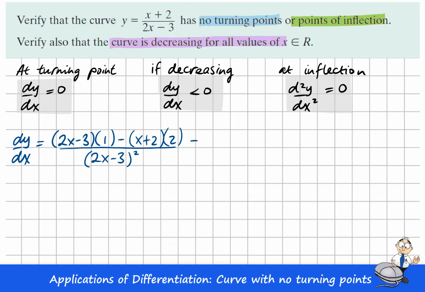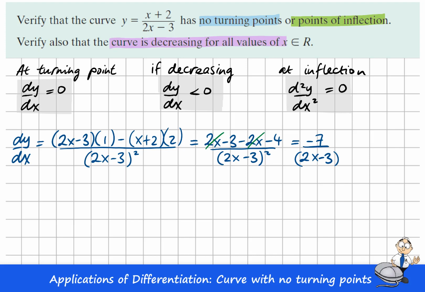And we might multiply out just to neaten the top. So we have 1 times 2x and 1 times negative 3, and negative 2 times x and negative 2 times 2. We wouldn't expand the denominator. It's okay to leave it as a square. And we see there's a cancellation here. And so we get negative 7 over 2x minus 3, all squared.